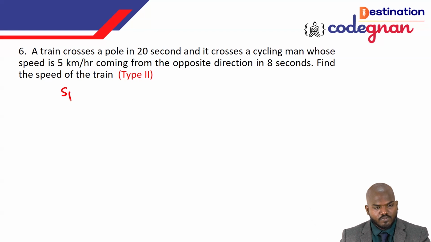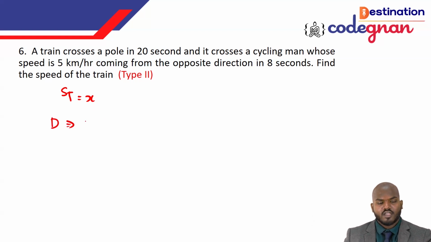I'm calling the speed of the train x kilometers per hour. Now you take out how much distance it has covered, which we want to find out. So distance is equal to speed times time, right?